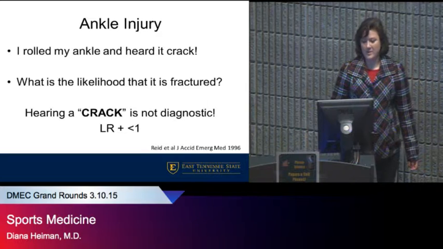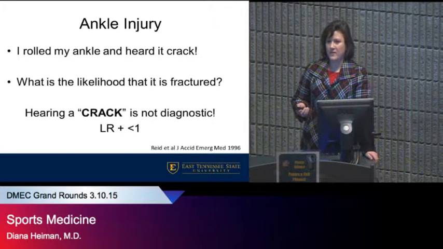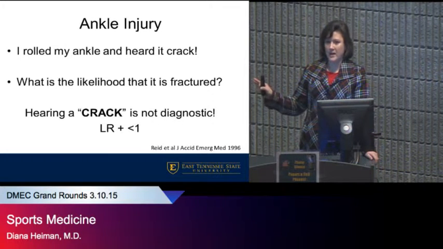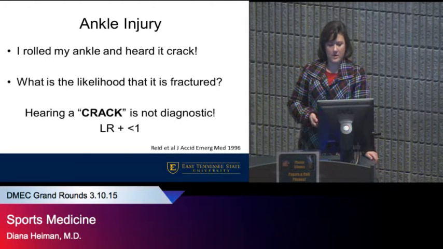Yep. All right, so just a couple slides on ankle injury because I know I'm right at time. So I rolled my ankle and heard it crack. What is the likelihood that it's fractured? Does not correlate. Now in the knee, if you hear a pop or feel a pop, highly correlative with significant injury, but not in the ankle. So it's not diagnostic. The likelihood ratio is less than 1.